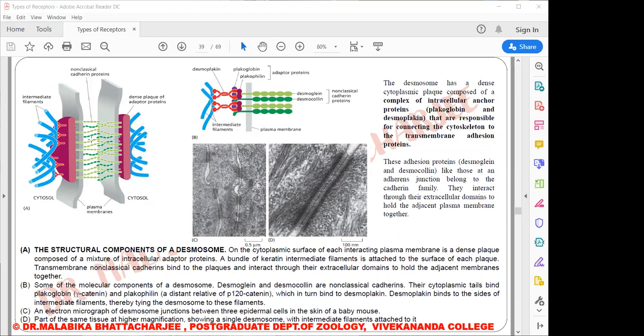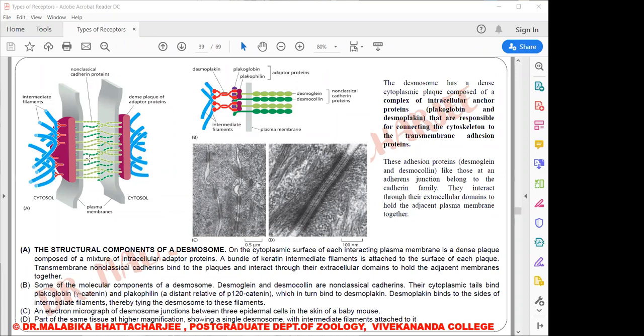So this is the cytoskeletal filaments. Via the desmoplakin, the cytoskeletal filament is attached to the plakoglobin and the plakophilin molecules. They interact through their extracellular domain, as I said, to hold the adjacent plasma membranes together, as you can see in the picture. So that is much about desmosome.